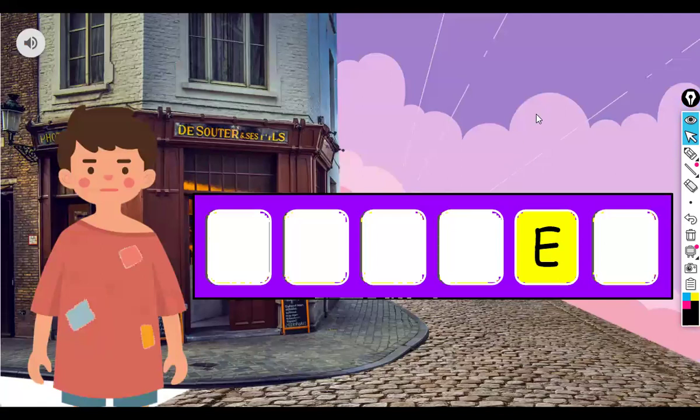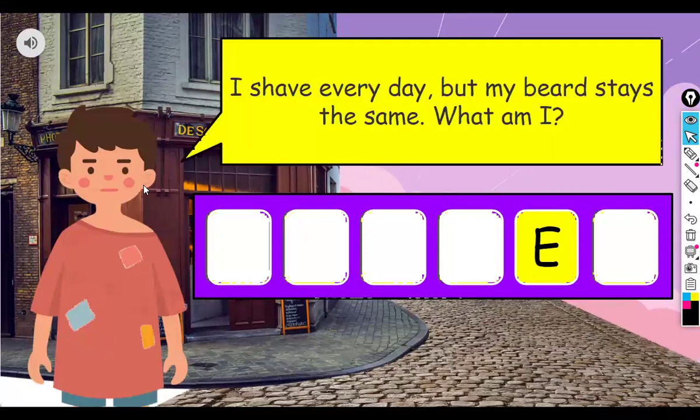Oh, we have a little riddle here, right? Wait, no. Hope it's not the same riddle. Oh, this is a cool one. I could not get this one without looking for the answer. I shave every day, but my beard stays the same. What am I?